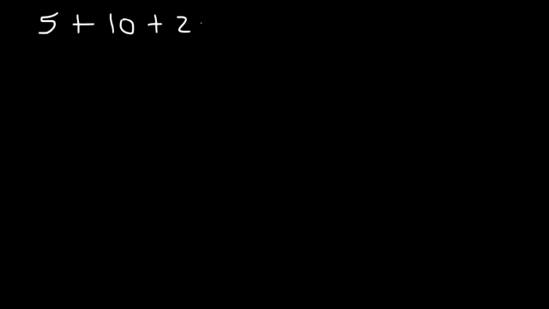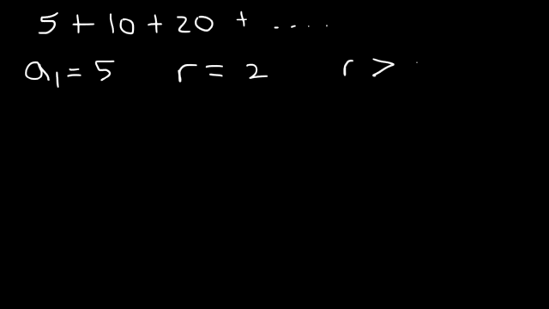Here's another geometric series. The first term is 5. Will this series converge or diverge? Since the numbers are increasing, that means R is bigger than 1. If we solve for R by taking the second term and dividing by the first, 10 over 5 is 2. Because R is greater than 1, the series diverges, which means that we cannot find a sum.